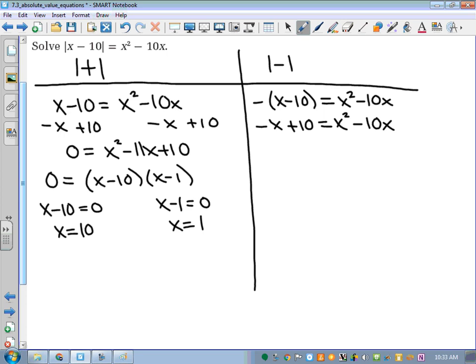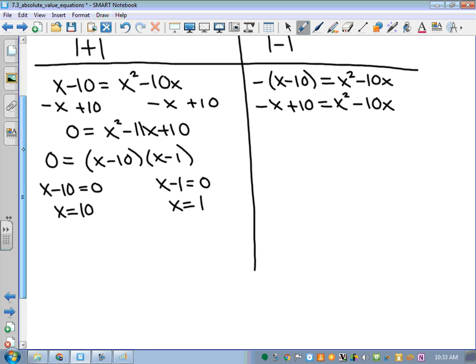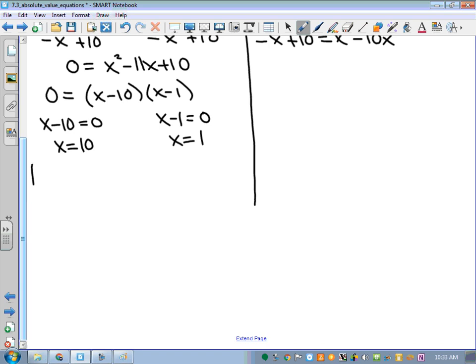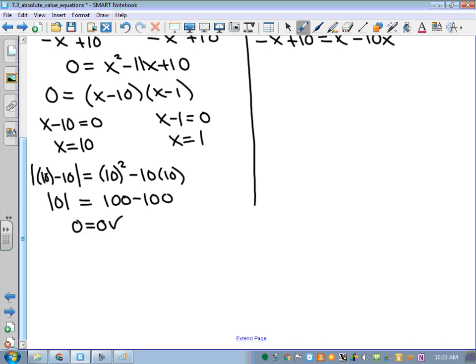Now, at some point, you have to make sure that you verify these. I'm going to verify them right now, so we're going to plug them into the original expression. So we're going to check x equals 10 and x equals 1 in the original above. In this case, we would have the absolute value of 10 minus 10 is equal to 10 squared minus 10 times 10. Well, this is the absolute value of 0, and the right-hand side is 100 minus 100. So I'm left with 0 is equal to 0. So that is one of our solutions.